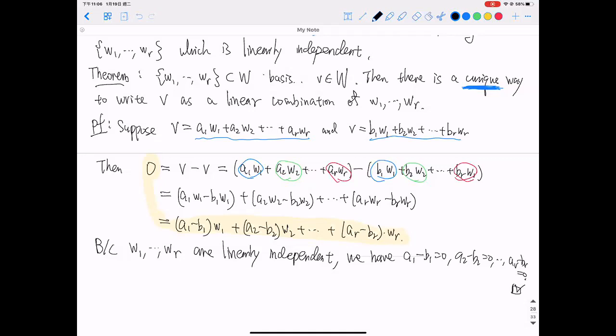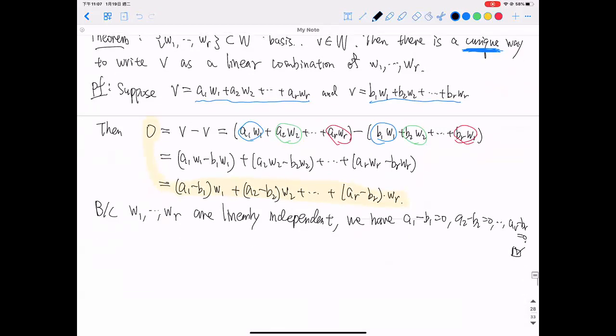Now, this theorem tells us something very nice about a basis for the purpose of describing a vector space. Because with a basis, we can write elements of a subspace as linear combinations in a unique manner. And uniqueness is nice. That means we don't have to make any additional choices when we do that.